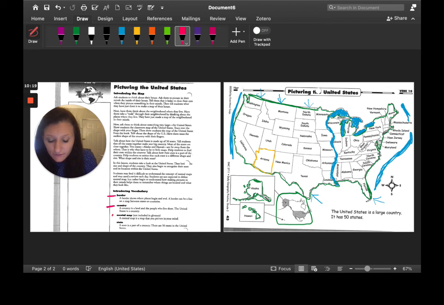Next, we have mental map. And so a mental map is a map that you picture in your mind. And lastly, we have the vocab word state. And so remember, a state is a part of a country, and there are 50 states that make up the United States. All right, and that is where we are going to end today for our social studies lesson.